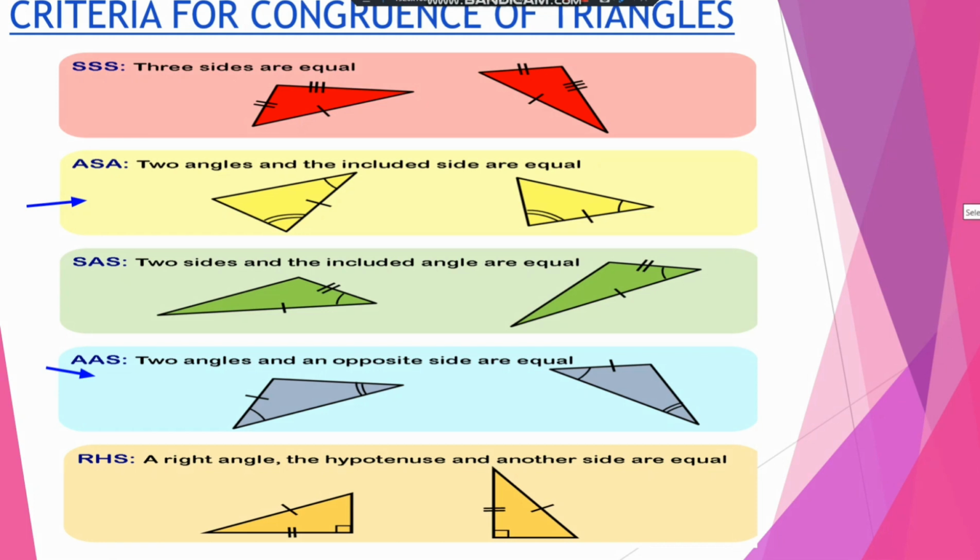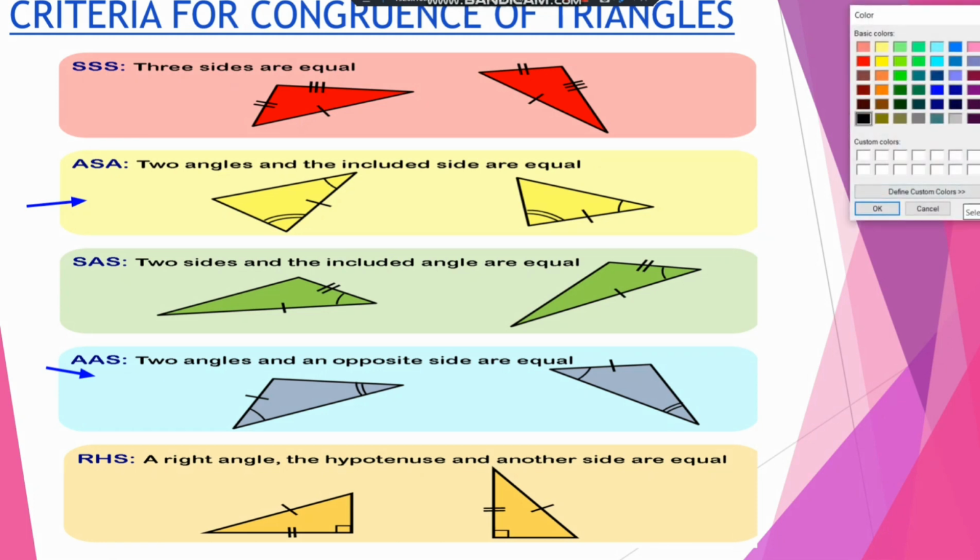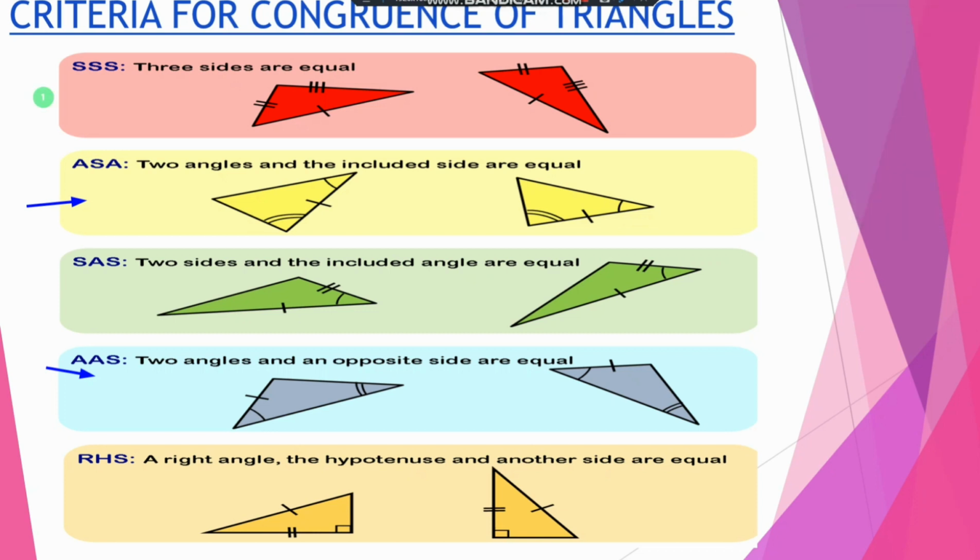Here we can name them one by one. So this is number 1. Number 1 criteria, then number 2, then 3, and then 4. And this I told you, AAS is actually an extension of number 2. So there are 4 criteria.